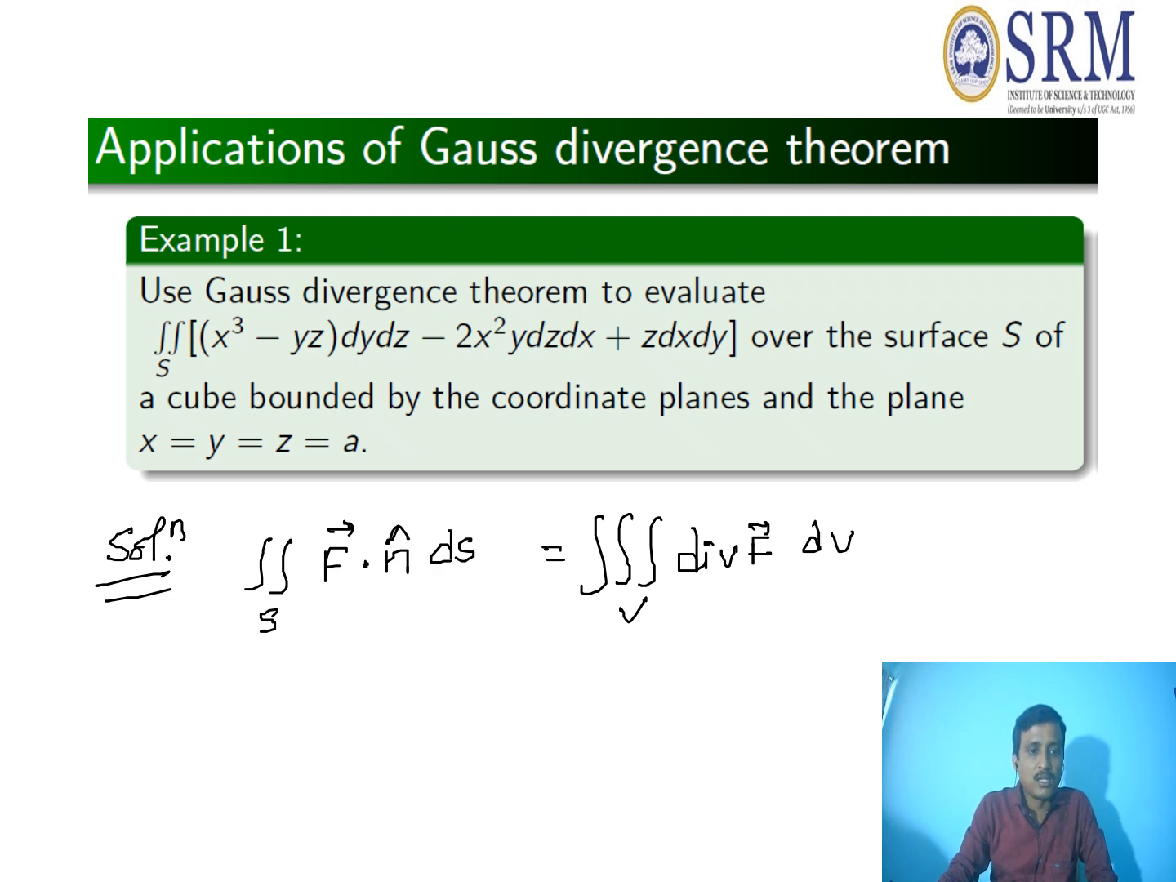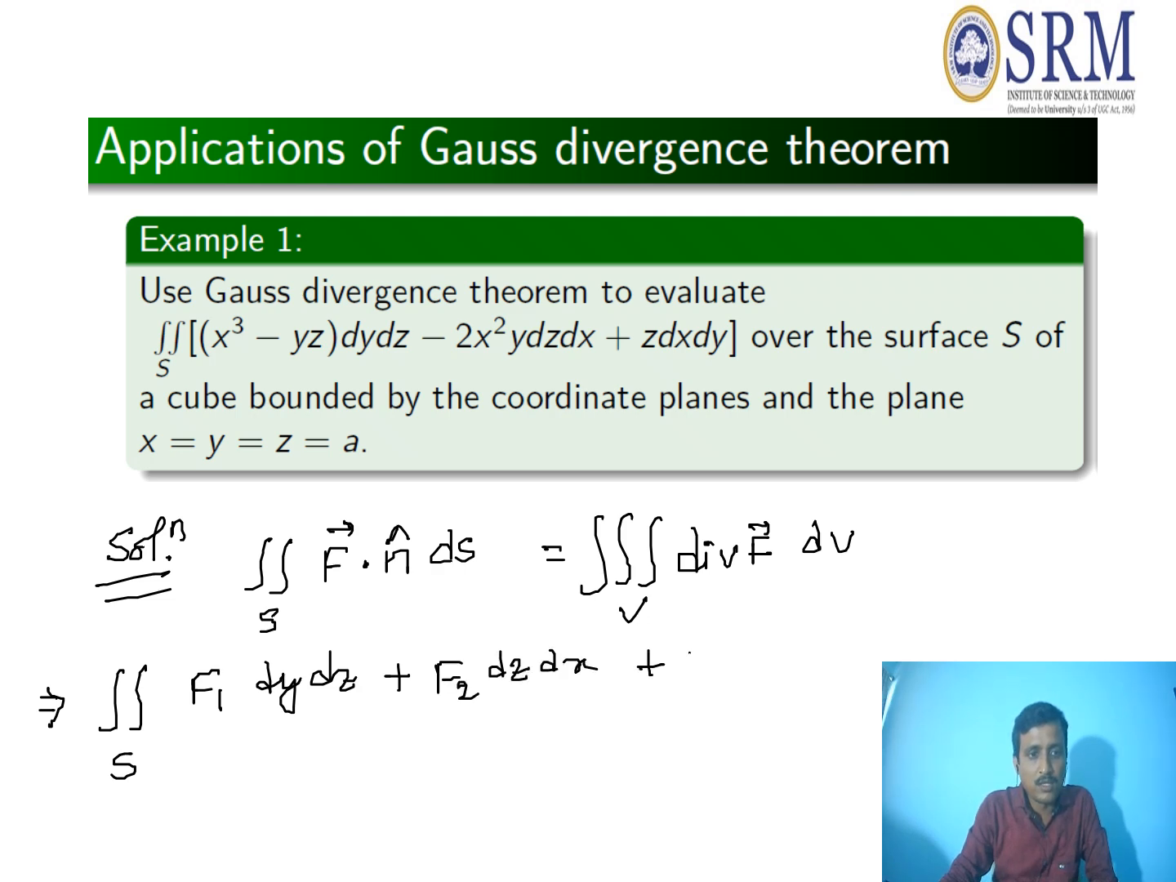Now, what is the LHS? Let us see, because we have to find out what F is. The LHS is F · n dS, and you can write that F · n dS in this form: F1 dy dz plus F2 dz dx plus F3 dy dx.